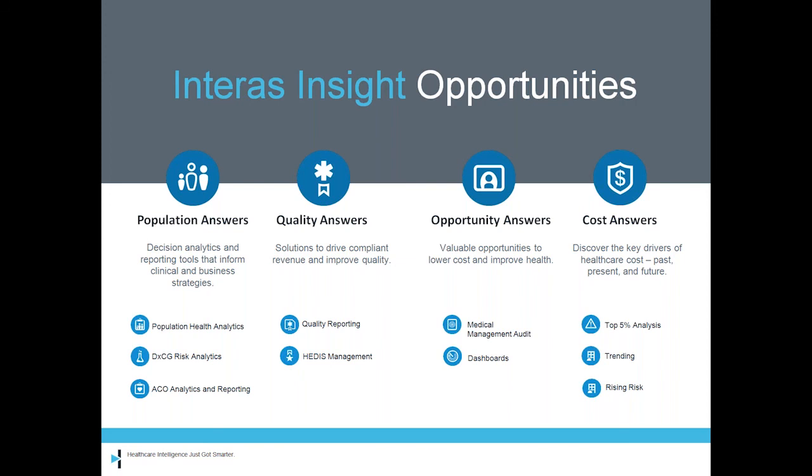One of the things that we can do in Interest is we can perform what we call a medical management audit. And what this allows us to do is look at your data, look at your population, gain some insights, compare it to who the carrier or the TPA is really going after and trying to manage and mitigate. And we can compare and contrast that and see what kind of value the carrier or TPA is providing.